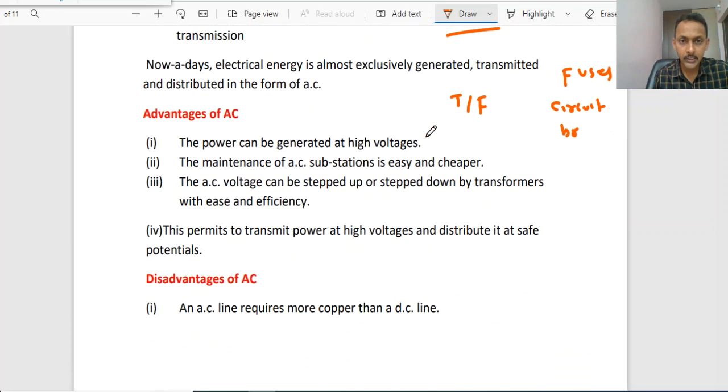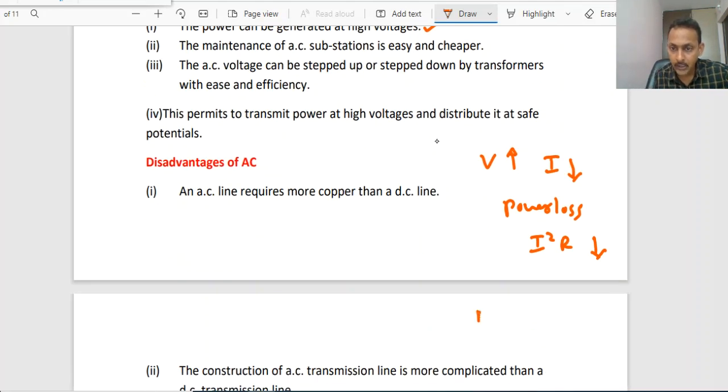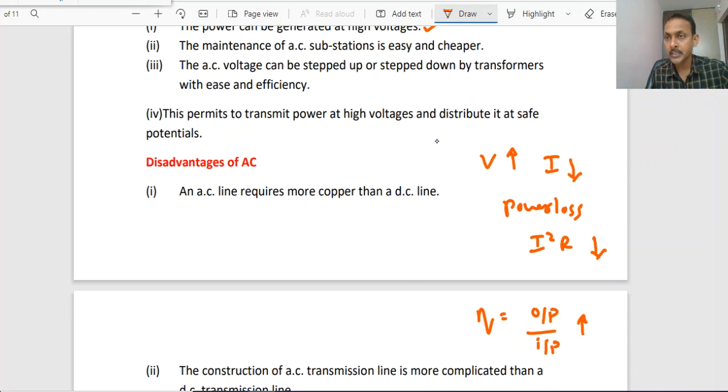So the advantage of AC is that the power can be generated and transmitted at higher voltage levels. I repeat again, if voltage is high, current will be low, and the power loss given by I square R will be low. If loss is less, efficiency, which is nothing but output power by input power, will be more. That is the reason why most people suggest transmitting the power at higher voltage levels.